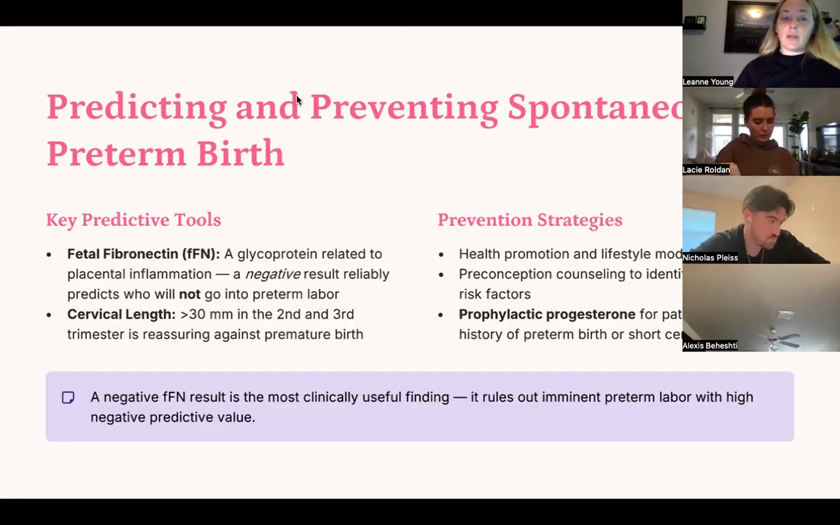So we need to know that if a cervix is measuring greater than 30 millimeters in the second and third trimester, that means that our likelihood of delivering early is low. Other prevention strategies: health promotion and lifestyle modification. So, adequate nutrition during pregnancy, encouraging mom to get out and do some 20 to 30-minute exercises daily. Preconception counseling to identify correctable risk factors. So, that means, is mom a smoker?